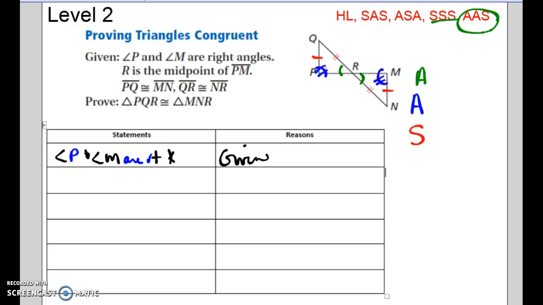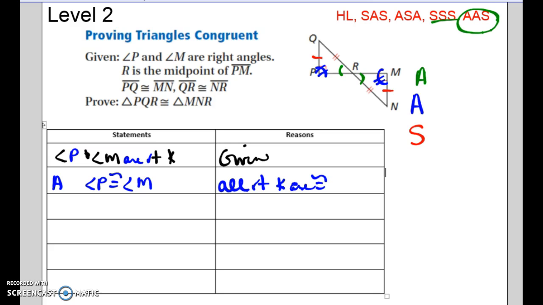Then I'm going to write that. That's my blue statement. I need that in my proof. I'm going to say that angle P is congruent to angle M. And the reason is all right angles are congruent.